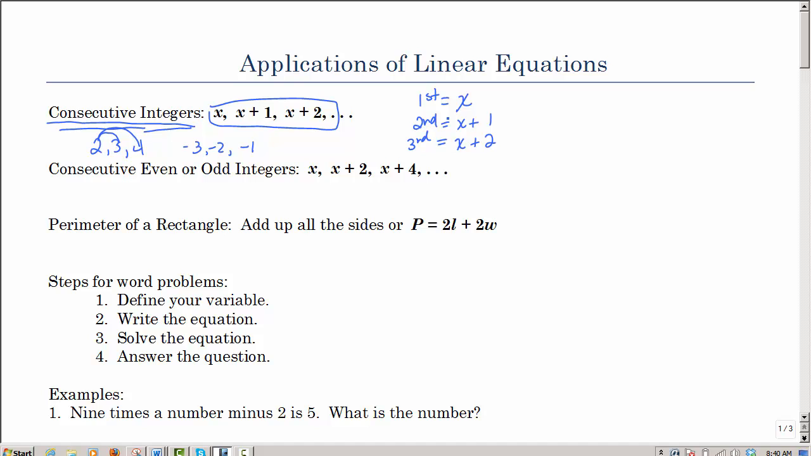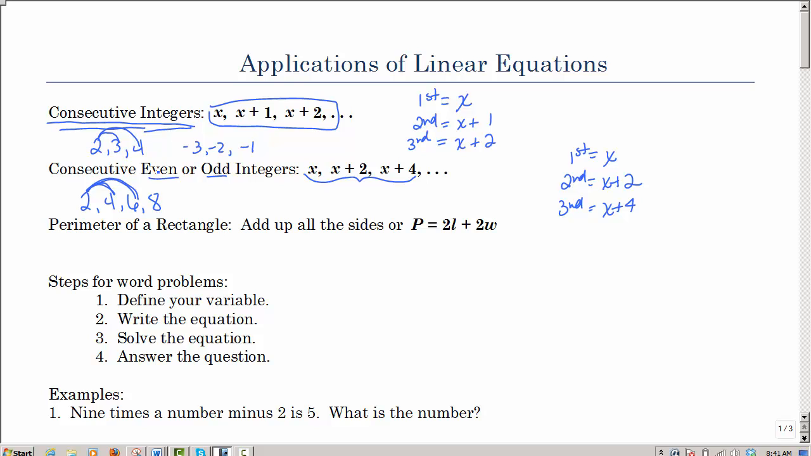Now the next one is what some students get and some students don't, especially this odd. Even and odd integers. Yes, those are totally different, but when you set them up algebraically, you're going to set them up exactly the same way. Let's see why. If I have even integers, 2, 4, 6, 8, and I let the first one be x, the second one is x plus 2 because 2 plus 2 is 4. And of course the third one would be x plus 4 because 2 plus 4 is 6.